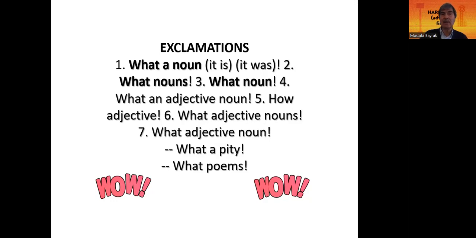Yes. What a beautiful bird. What a beautiful bird! Exclamation mark. How adjective? What adjective nouns? What adjective noun again? For countable nouns, for what adjective nouns, or for uncountable, what adjective noun? For example, what a pity. They consider pity as countable. It means what a pity. So what poems? What a poem, what poems? Yes.